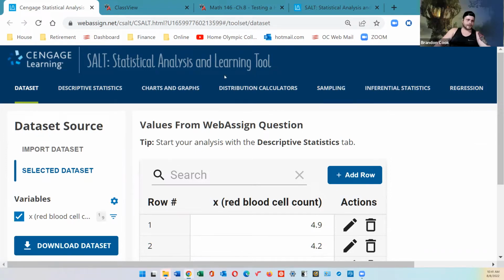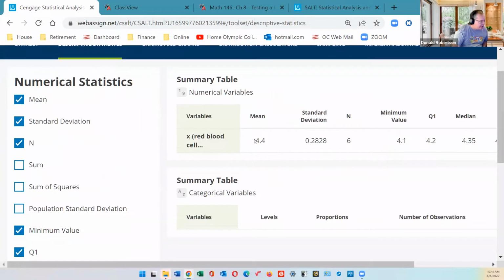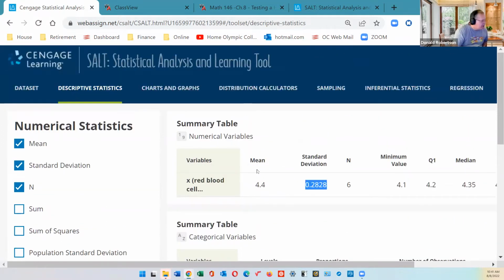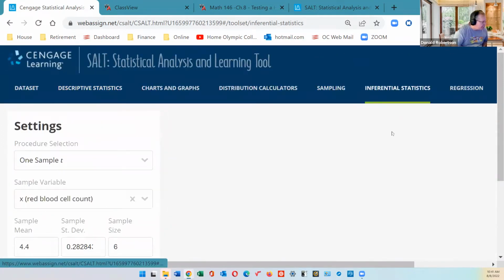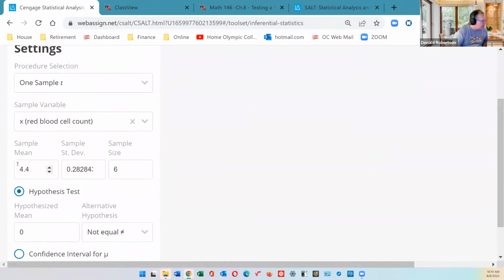Descriptive statistics. You would find them there. And if you did that, do you see that the mean is 4.4 and there's your standard deviation, right? And that's good. Now, if I hit inferential statistics, do you see it's already put the numbers in for me? I didn't know it was going to do that. And I'm kind of pleased that it's done that because it means you don't need to do the first level, right? It's already there.